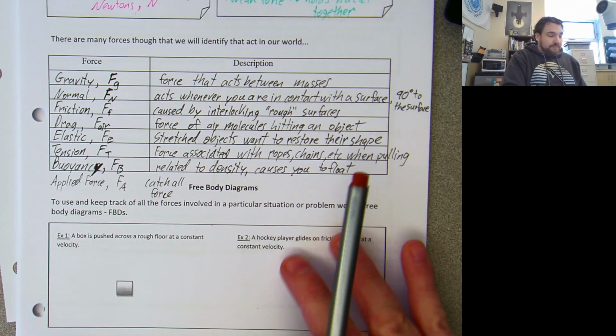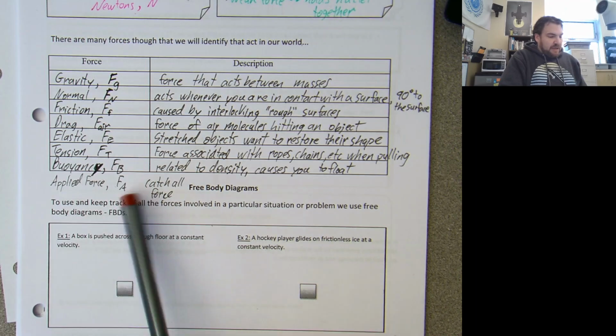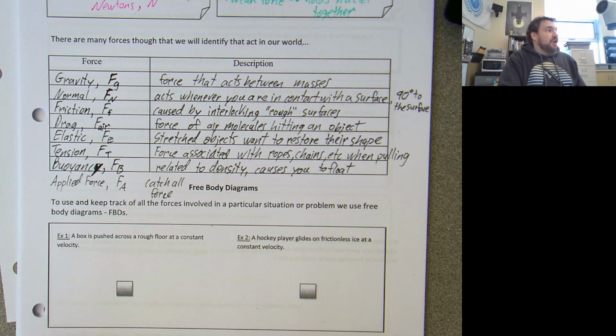And then the applied force. Applied force is just a catch-all force. If you can call it something else, then call it something else. But if you have no other good name for a force acting on an object, you can just lump it into an applied force. And as long as you acknowledge that it's there, it doesn't matter.